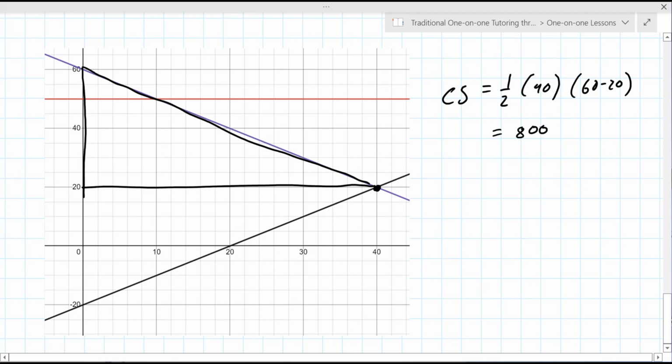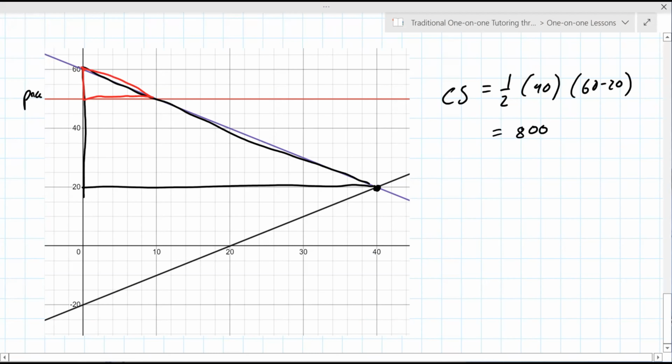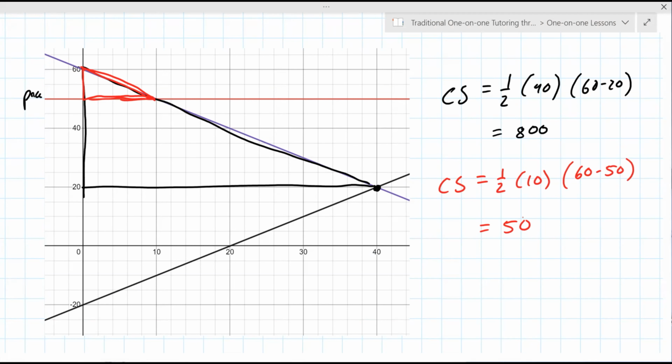The problem is that when you are forced to charge this price in red, your consumer surplus shrinks down to this triangle up here. So your new consumer surplus is 1/2 your base, which is 10, that's the price, and your height, 60 minus 50. So it shrinks down to almost nothing. And that's your actual problem, the red triangle. Yes.